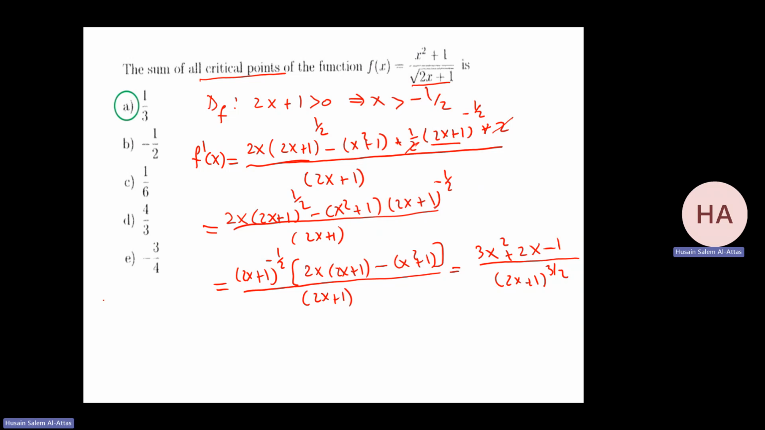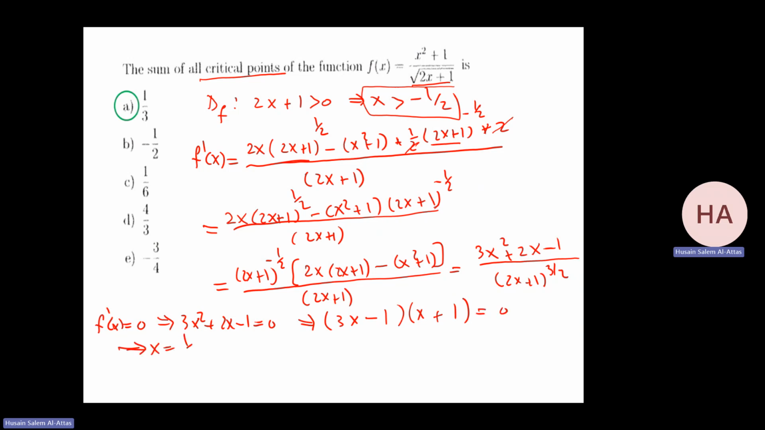Okay, now f prime equals 0. Don't forget the domain. Put the domain in your mind. That means 3x squared plus 2x minus 1 equals 0. Can I factor this? This is 3x, this is x, this is minus 1 and this is plus 1. Am I right? 3x squared minus x plus 3x, 2x, minus 1 times 1. Yes. So I have x equal 1 over 3 or x equal minus 1. This one, 1 over 3, belongs to the domain of f, agreed with this. This one, no, does not belong to the domain of f.